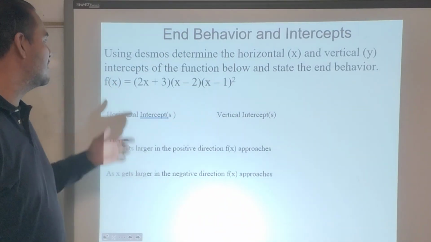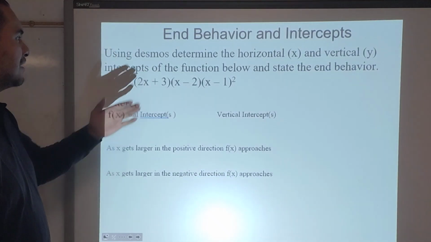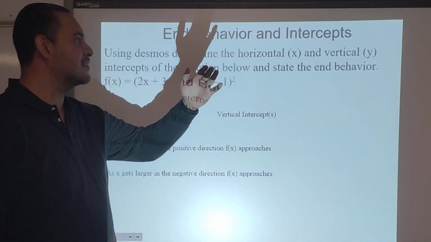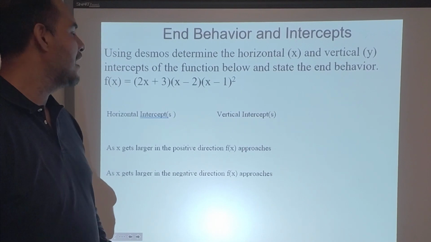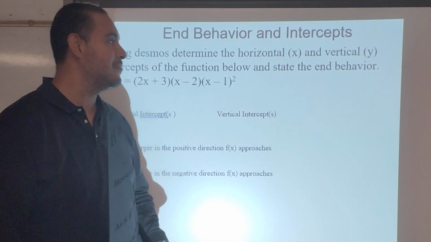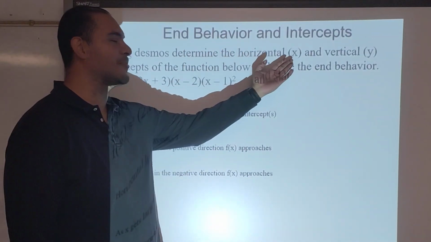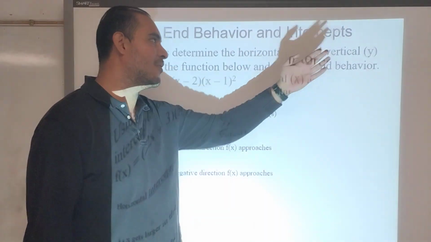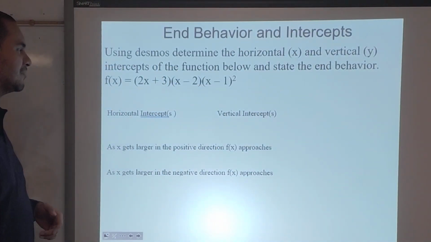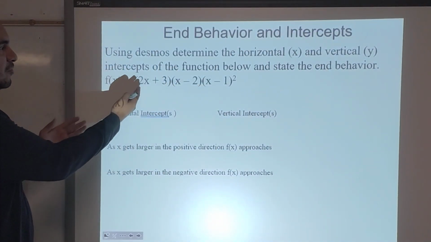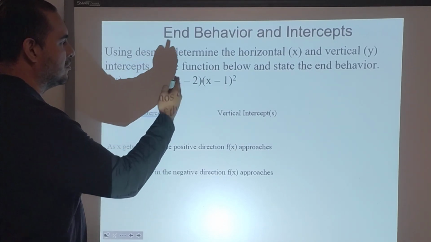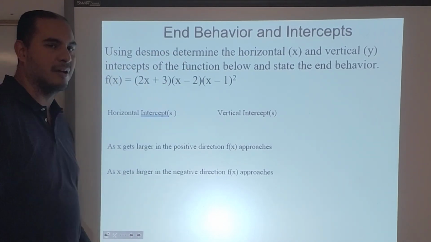Our question here is, using Desmos to determine the horizontal x and the vertical y intercepts of the function below, and then state the end behavior. Horizontal intercepts are where x intercepts, vertical intercepts are the y intercepts. Our function is f of x is equal to 2x plus 3 times x minus 2 times x minus 1 to the power of 2.